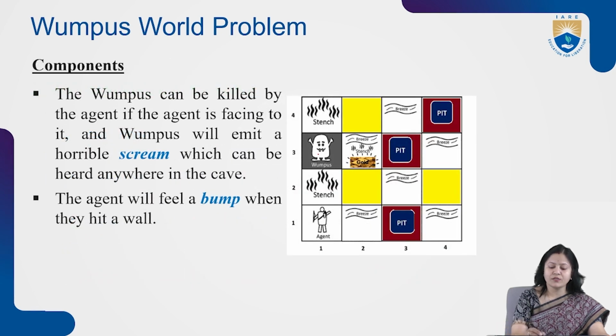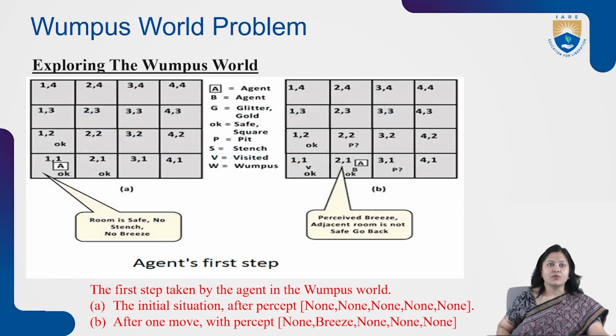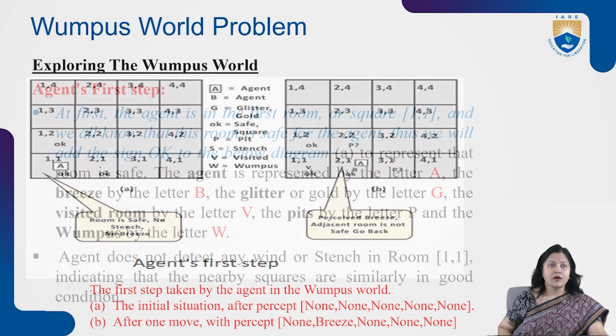At the 1-3 location, Wumpus is present. At the 3-1 location, a pit is there. At the 3-3 location, a pit is there. And at the 4-4 location, a pit is there. Gold is there in between this pit and the Wumpus, and the agent is present here. So, what will happen here?